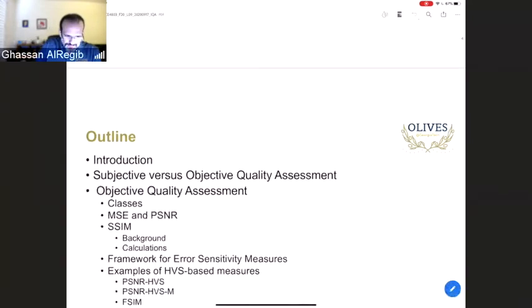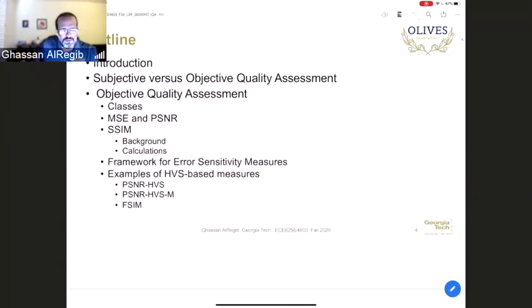I put on Canvas a number of links to papers. Some of those papers we'll talk about in today's lecture or next week's lecture. And some of those papers are the subject of one of the topics in the term project.